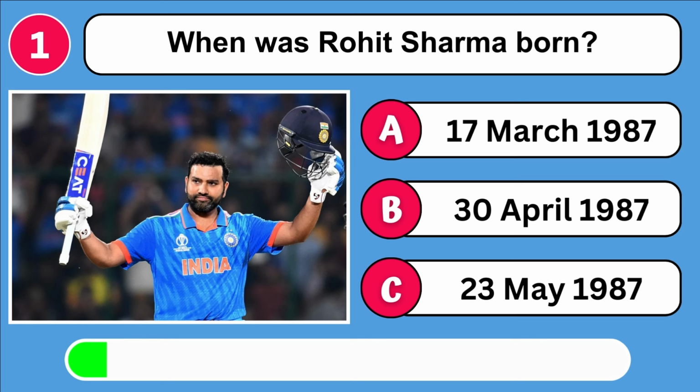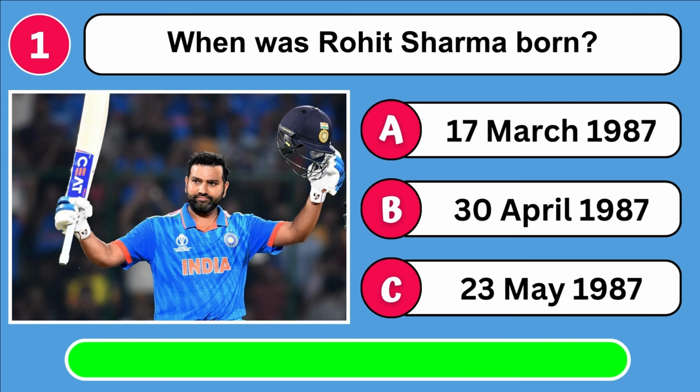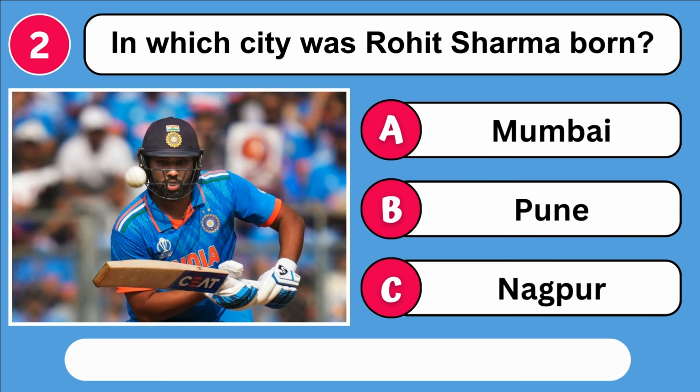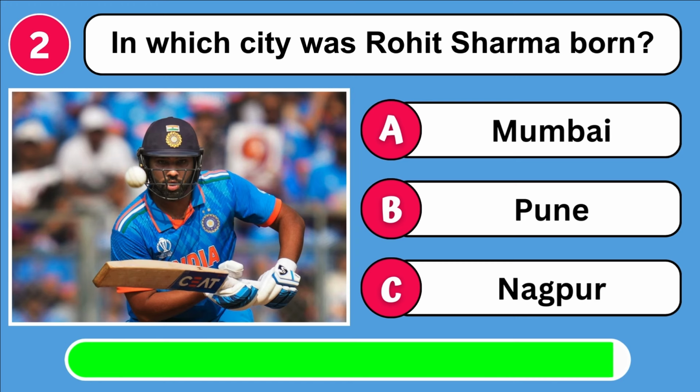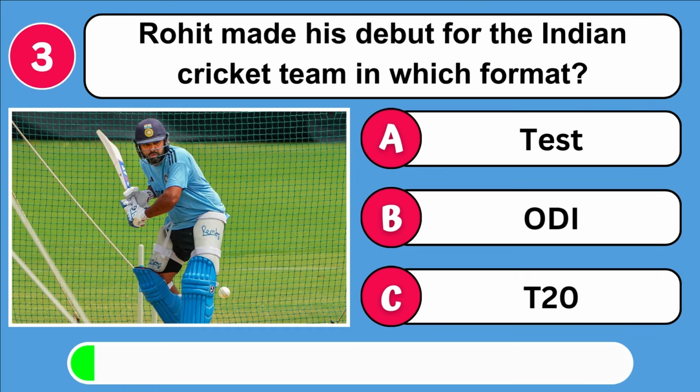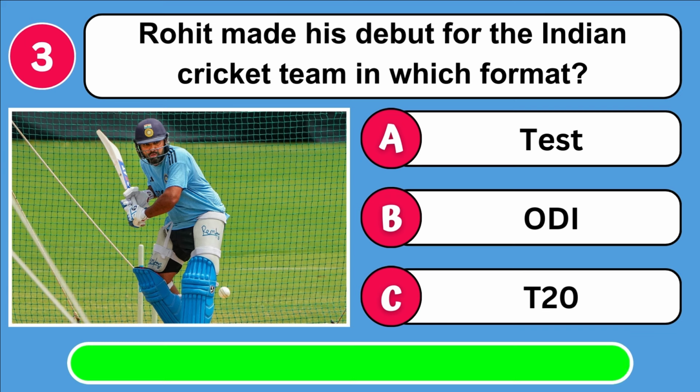When was Rohit Sharma born? April 30th, 1987. In which city was Rohit Sharma born? Nagpur. Rohit made his debut for the Indian cricket team in which format? ODI.